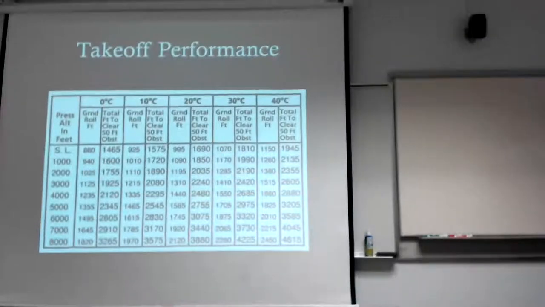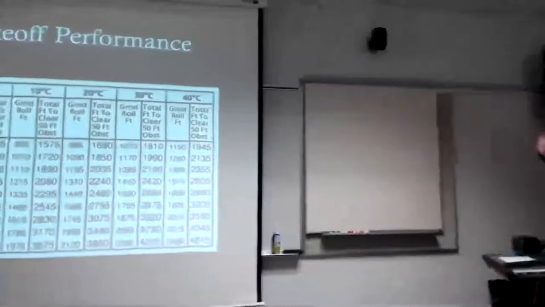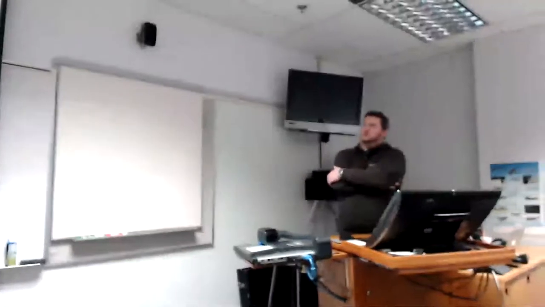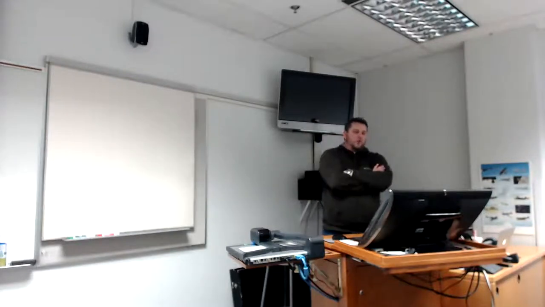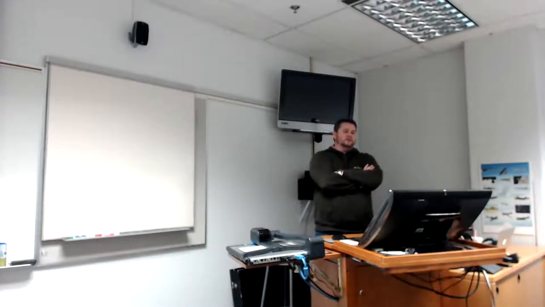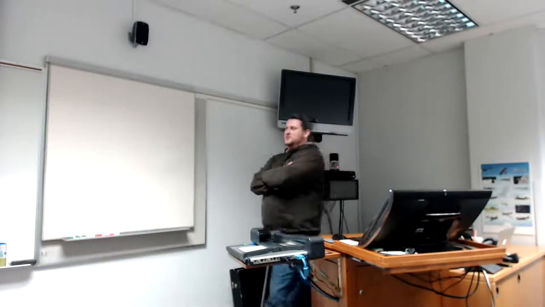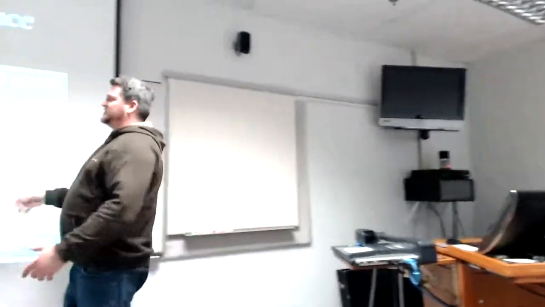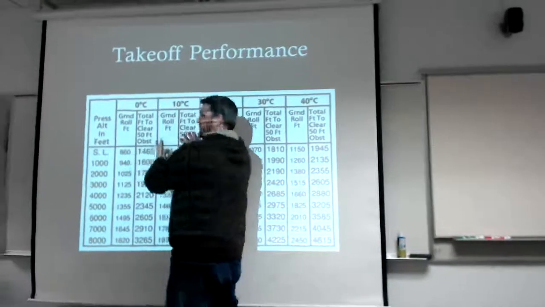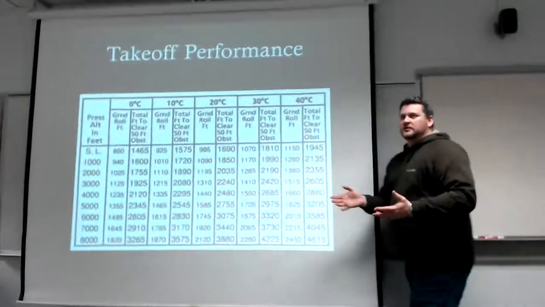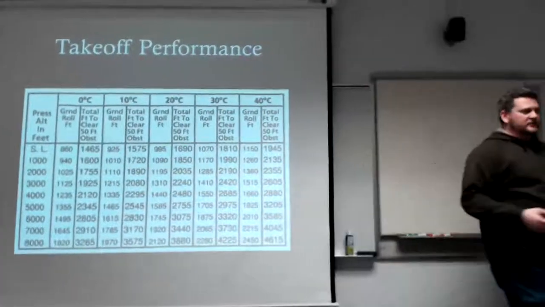With our takeoff performance, okay? Say you're taking off from Merrill here, it's 5 degrees Celsius outside. What is your takeoff roll required? You guys know how to figure that out? Add the two numbers up. So 5 degrees Celsius is in between. You're going to add these two numbers and divide by two. And that's how you find 5 degrees. So have at it.